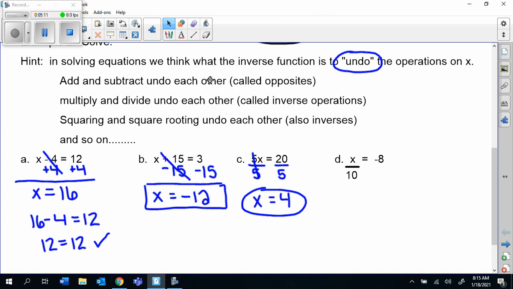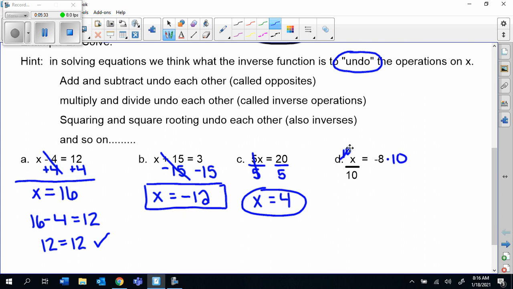There we go. That's what that should look like. And then this one is usually a little tricky for students. Remember that the bar of a fraction literally translates to divided by. So this translates to x divided by 10. So the opposite of divide is to multiply. So we're going to multiply both sides by 10.